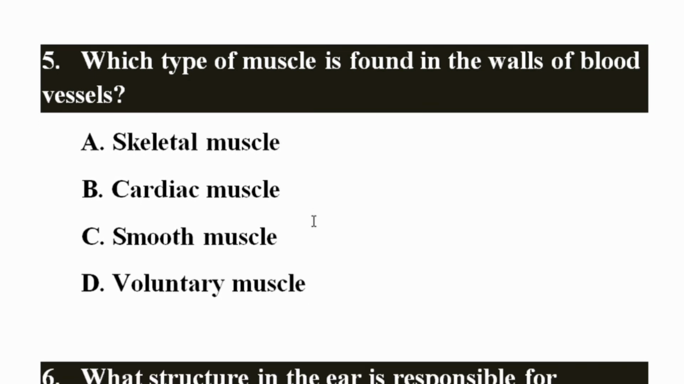Which type of muscle is found in the walls of the blood vessels? The right option is Charlie, smooth muscles. Smooth muscle is involuntary and found in the walls of blood vessels.